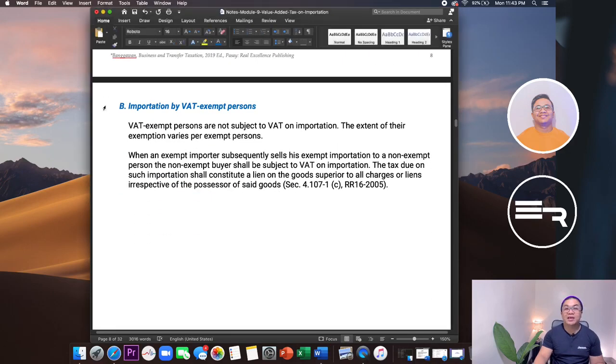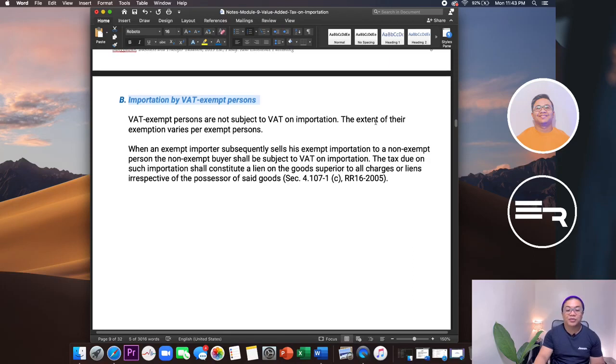So, meron din tayong tinatawag na importation by VAT exempt person. So, yung nag-import, VAT exempt sila na person. Okay? VAT exempt persons are not subject to VAT on importation. Okay? Yung extent lang ng exemption nila, nagbabago rin siya, syempre, depende dun sa exempt person.